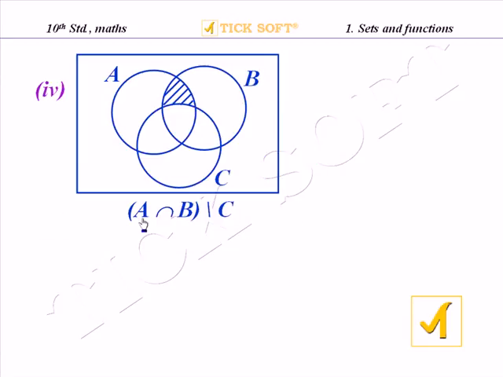Then if you consider this one, A intersection B difference C, A intersection B means you will be having only this part. So only this part is called A intersection B. Then difference C means from this A intersection B, we have to remove the part of C. This is the center one. We have to remove this one. So the remaining part is called A intersection B difference C.